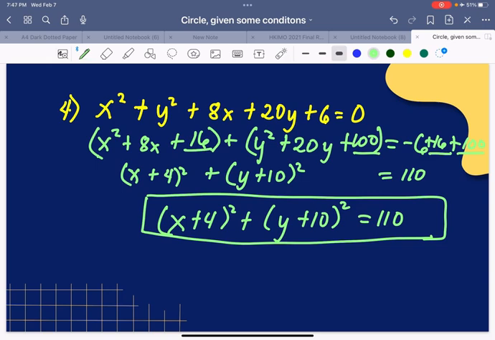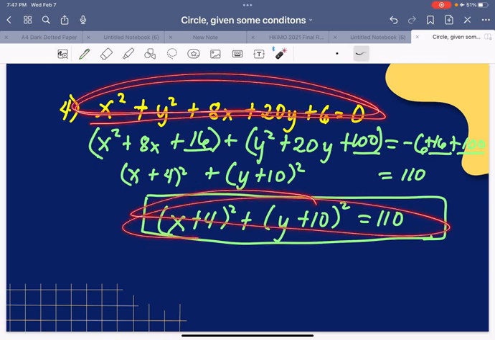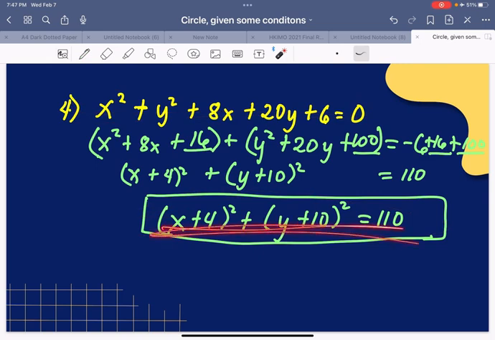So that's the way how you are going to transform general form to standard form or center radius form.